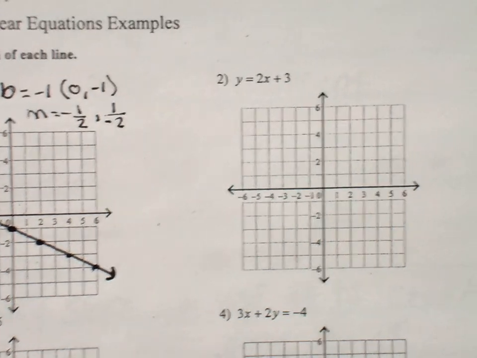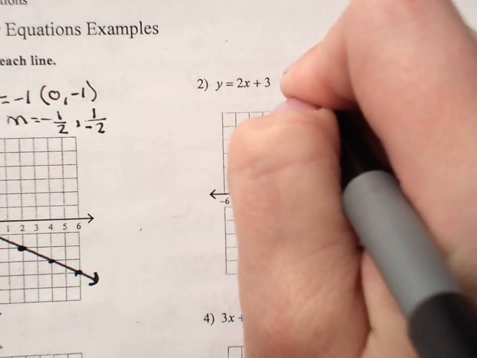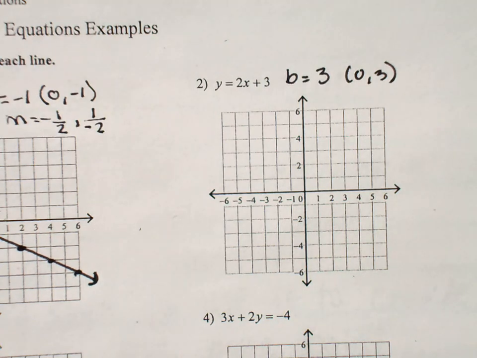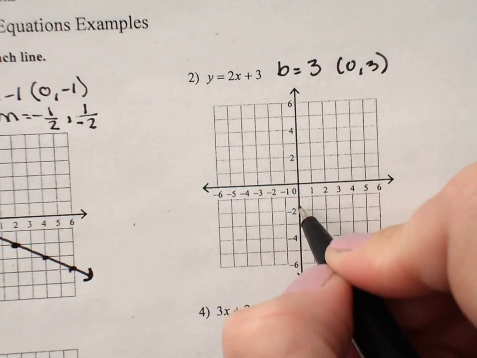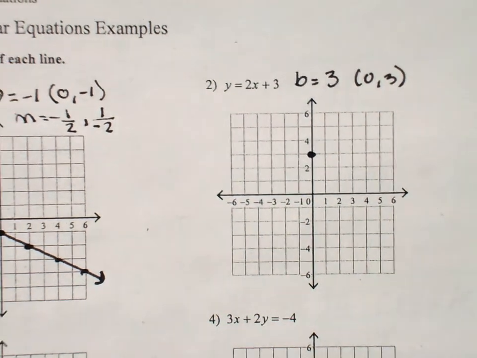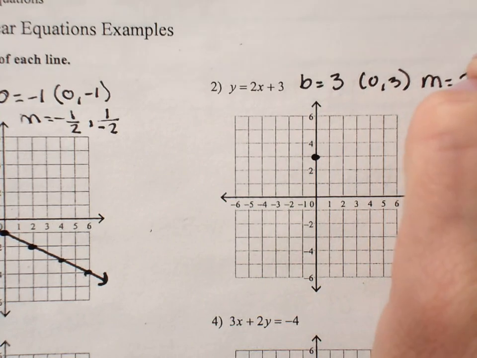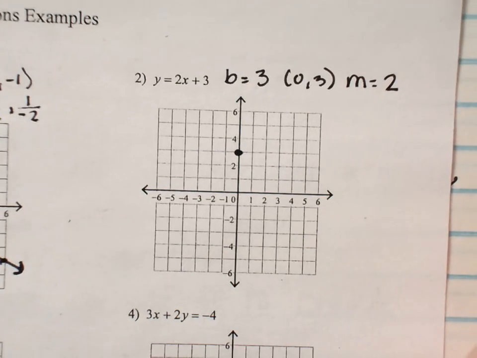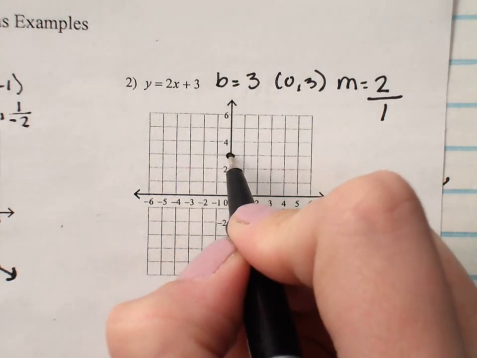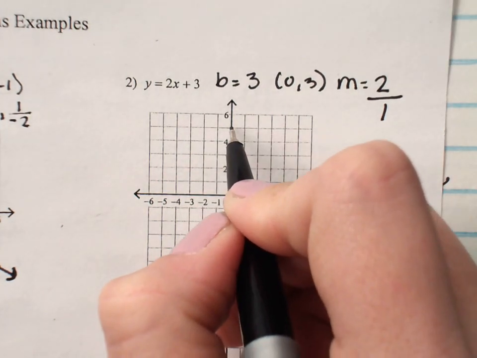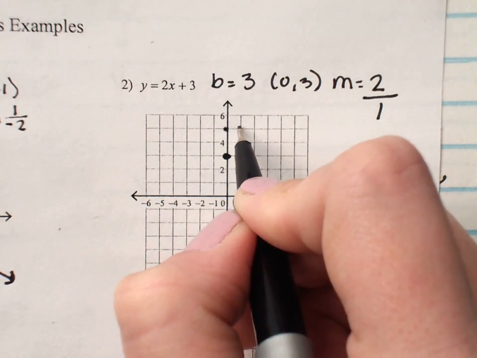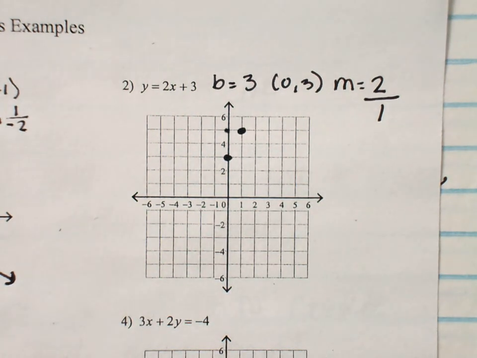Example 2, we have y equals 2x plus 3. My b is my y-intercept, which is 3, and that is (0, 3). To graph (0, 3), we start at 0 and go up 3. My slope is positive 2, and if we made that positive 2 a fraction, it would be positive 2 over positive 1. So from here, I'm going to go in a positive 2 direction, which is up 2, because that's my rise, and my run is 1, so I'm going to go in a positive 1 direction, which is here.